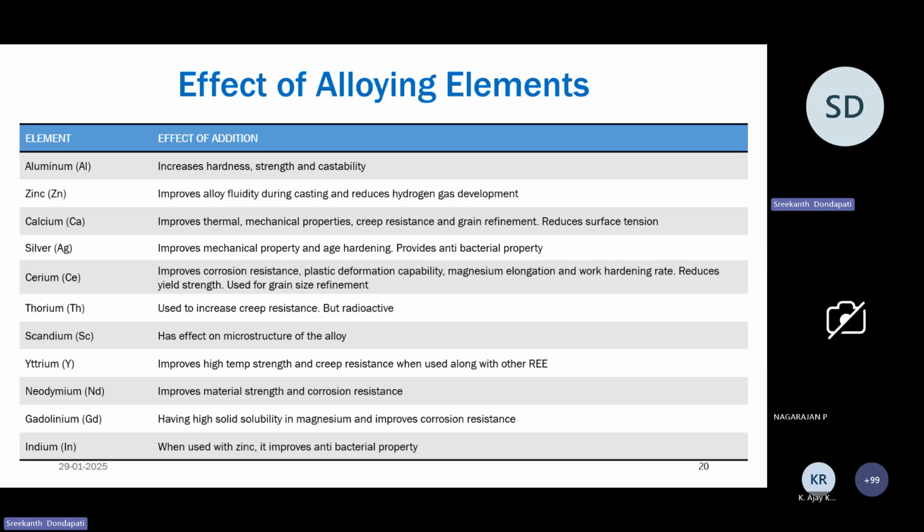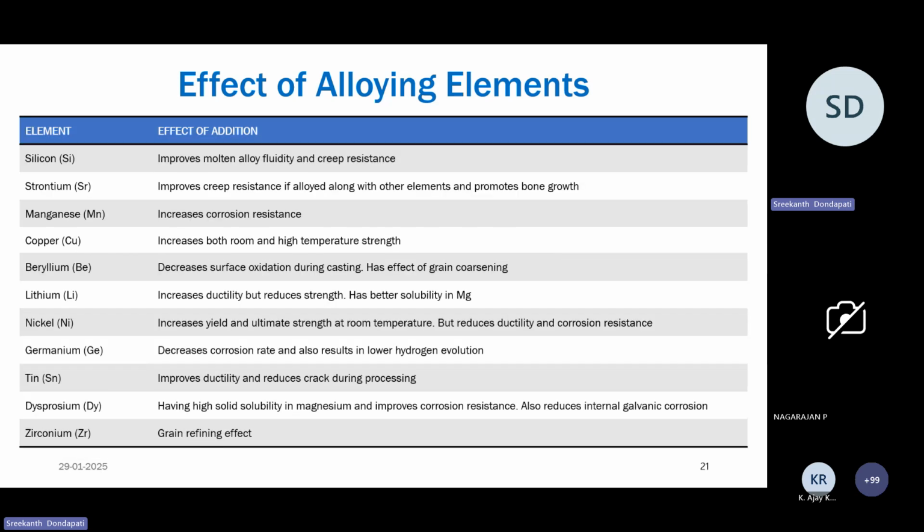So many alloys I have listed down here. These are all the most widely used alloying elements in magnesium. Manganese increases corrosion resistance, and copper increases both room temperature and high temperature strength. And tin, for example, will improve the ductility and reduce cracking during processing.